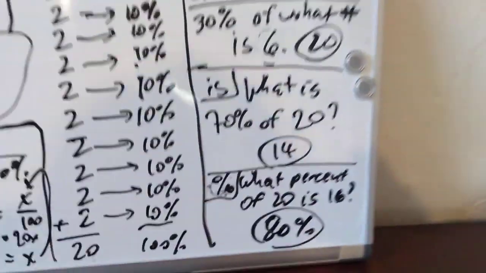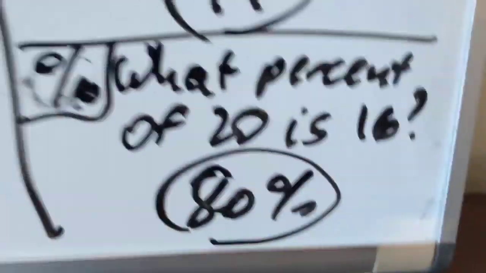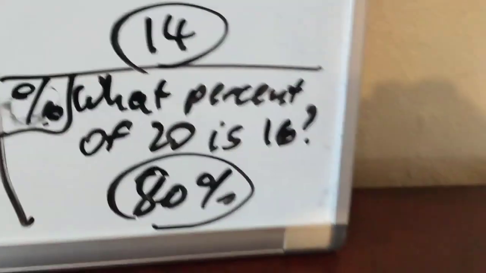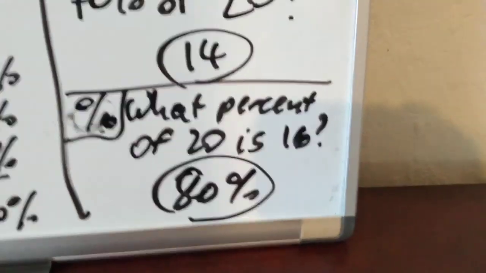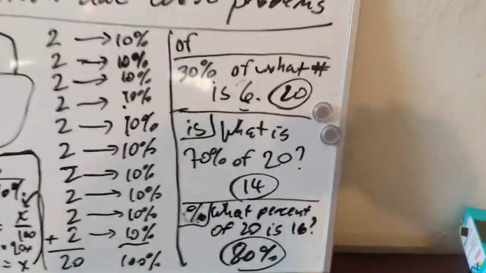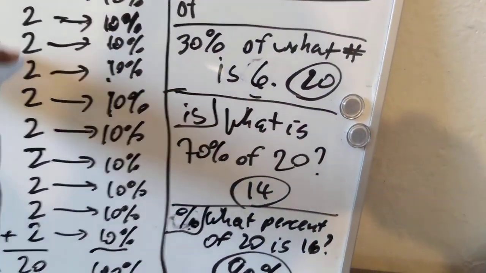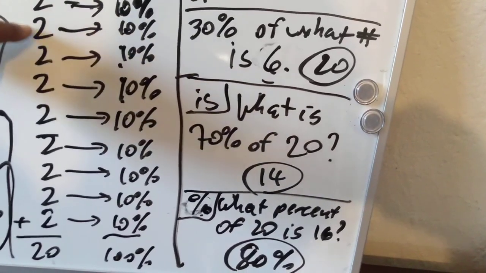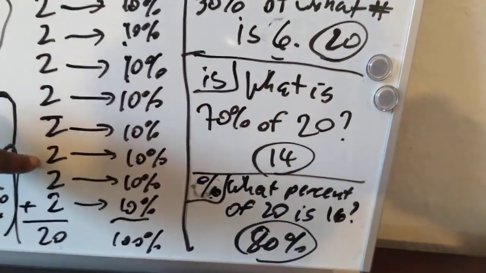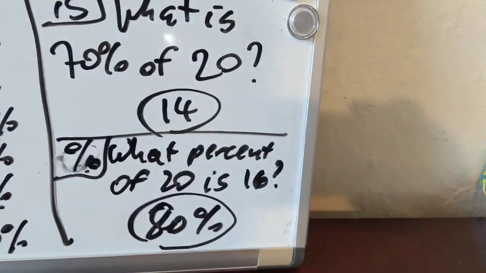Last but not least, this last one says, and we're going to go just right for the word problem here. What percent of 20 is 16, right? Well, when you look at the visual picture of how we counted the twos, what's 16? 2, 4, 6, 8, 10, 12, 14, 16. So it's 80%. And that's what the answer is, 80%.